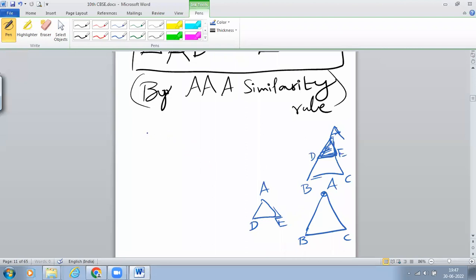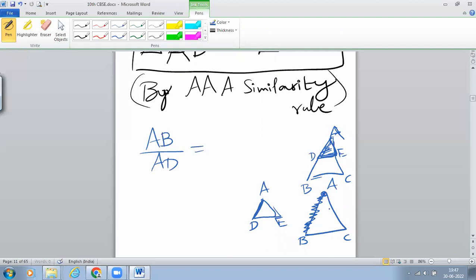That is why, for AD, what is the corresponding side in the bigger triangle? AB. So first I'm going to write the side AB. I'm going to choose the bigger side, that is AB, or else you can write it as AE also, it is up to me. AB by, what is the corresponding side of AB in the smaller triangle? That is AD. So AB by AD, that is the ratio of the corresponding sides.